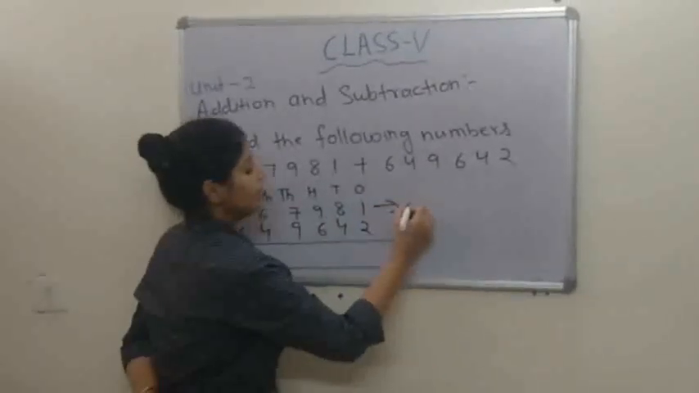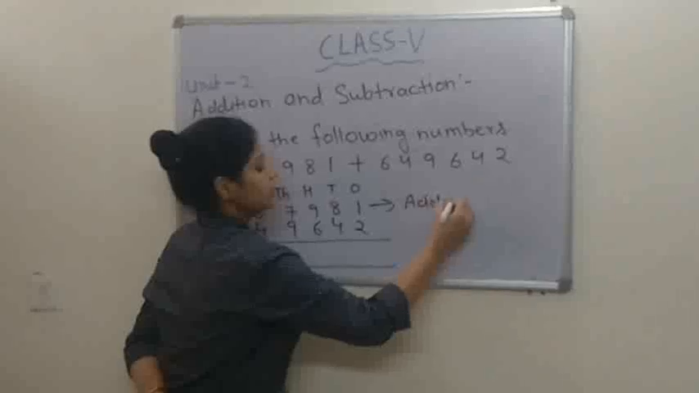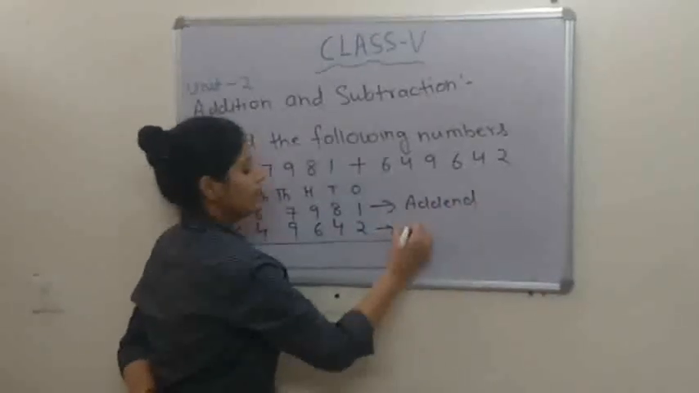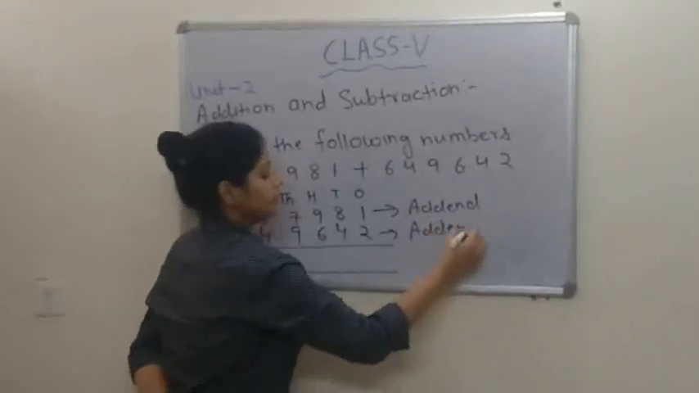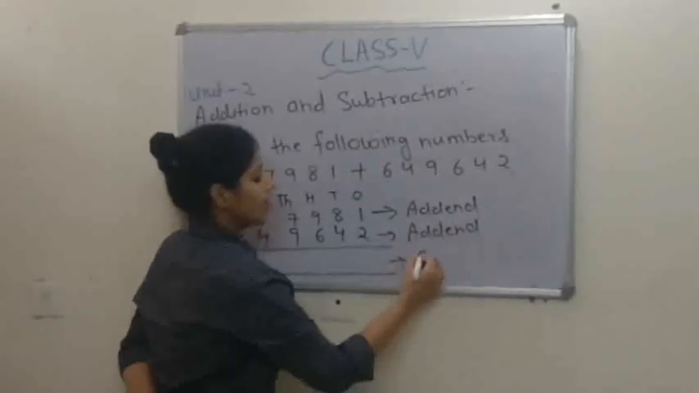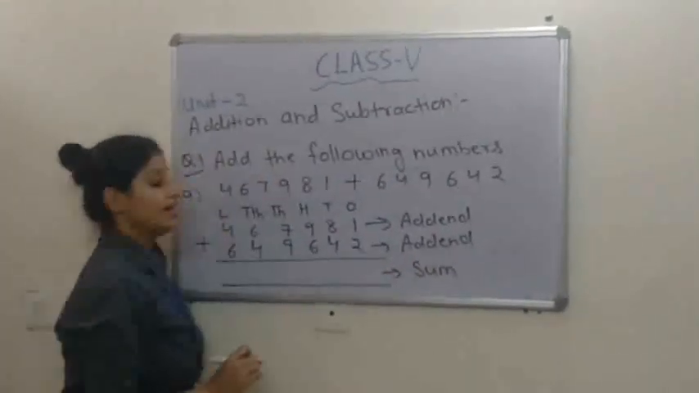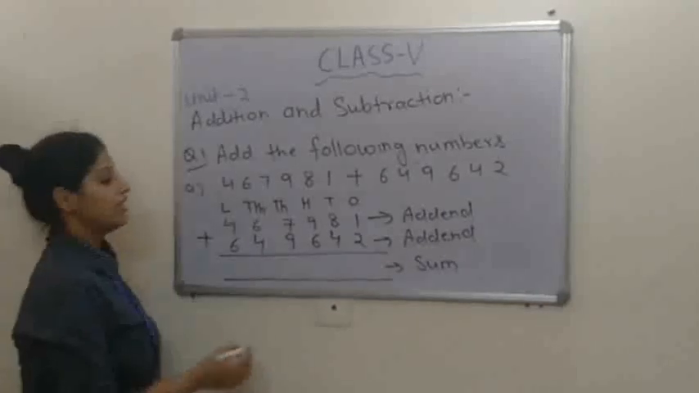These are my addends. This is also my addend. And what am I going to find? My sum. When we add addends, we get the sum of the numbers.